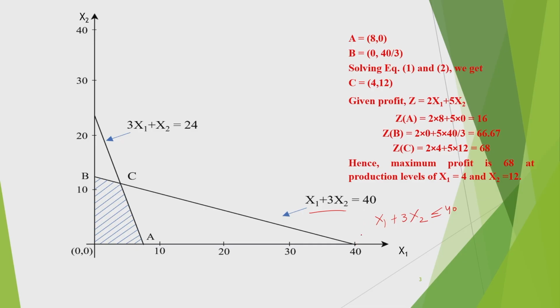So, what you will do, suppose you put x2 is equal to 0, then x1 is equal to 40. That means you choose a point here in the x axis that is at 40. Similarly, when we make x1 is equal to 0, then x2 becomes 40 by 3, that means 13.33. So, this point at 13.33 I marked here, and I have written it like B. I have marked this also, and then I join this line. So, this line has become x1 plus 3x2 is equal to 40.